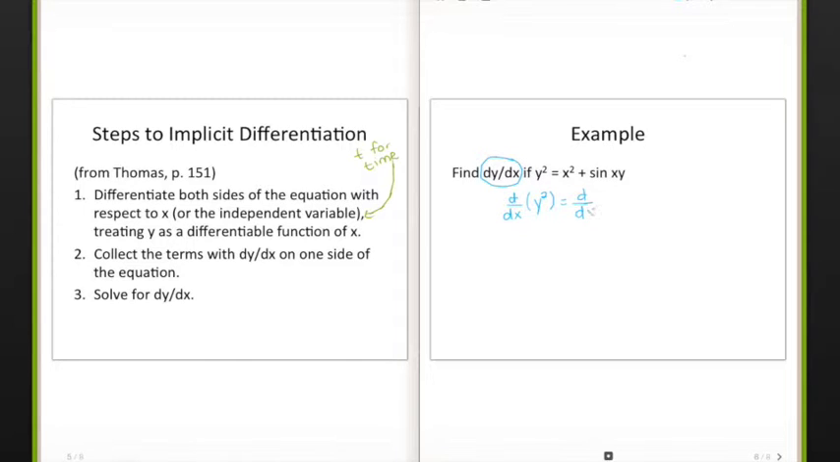Let's look at this example right here. Find dy/dx if y squared equals x squared plus sine of xy. We're going to start by taking the derivative, d/dx, of both sides.